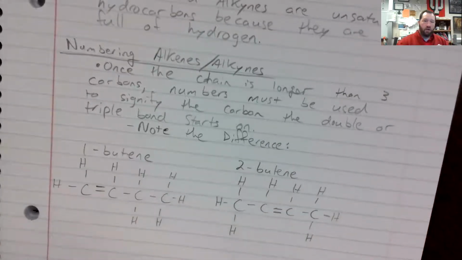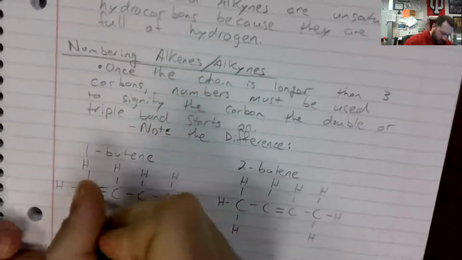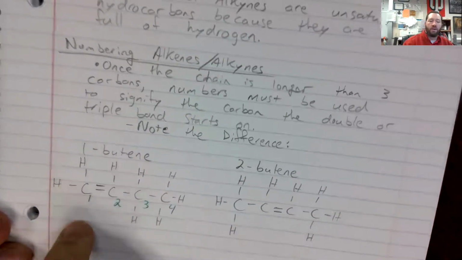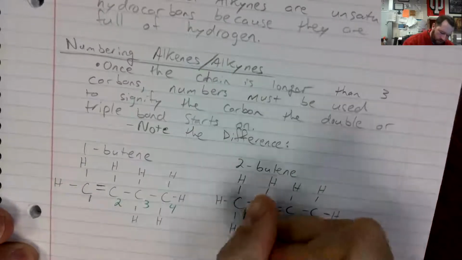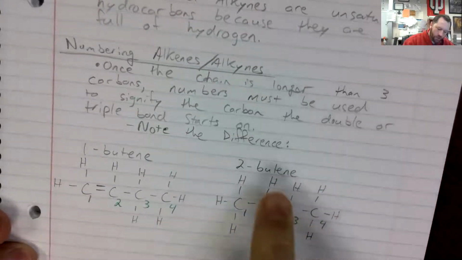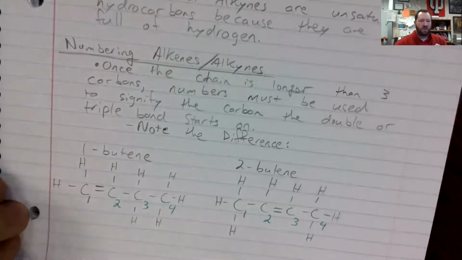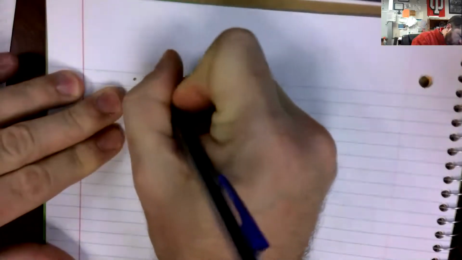So this is what we mean by numbering alkenes and alkynes. In 1-butene, the double bond starts on the first carbon. And in 2-butene, the double bond starts on the second carbon. So there's 2 different butenes, and we need numbers to specify which one we're working with. Very important rule here, and it takes some getting used to.